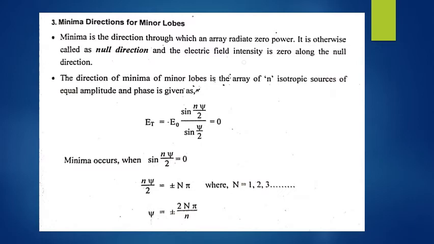So that is sin(Nψ/2) = 0. So Nψ/2 is equal to sin inverse of 0. This is nothing but 180 degrees. So we can write this as Nψ/2 = ±nπ, where n is equal to 1, 2, 3, etc. So this ψ will become ±2nπ divided by N.